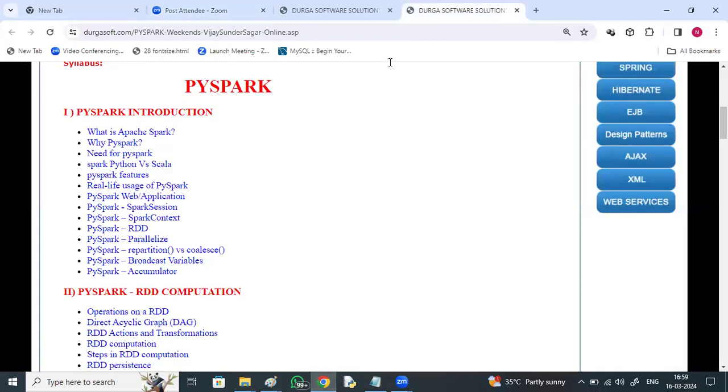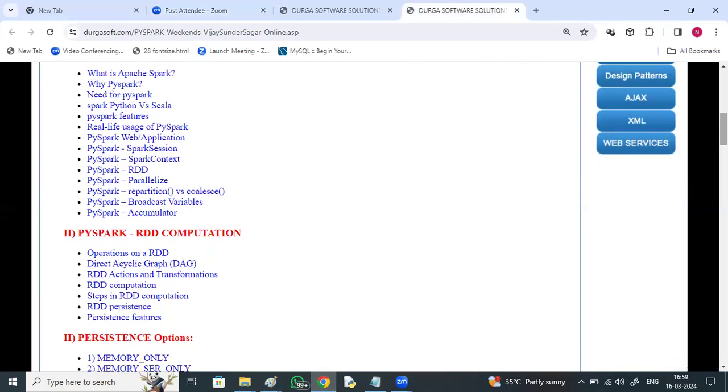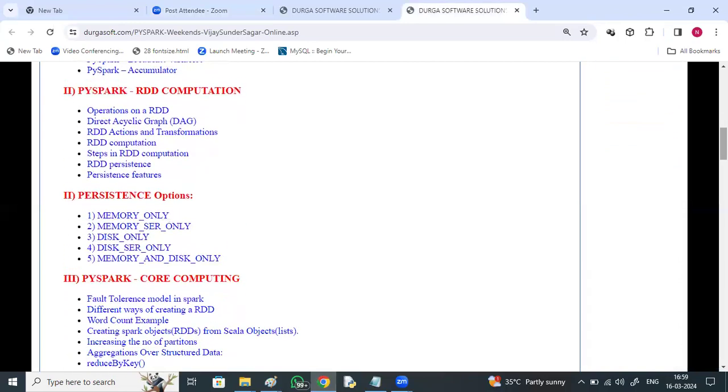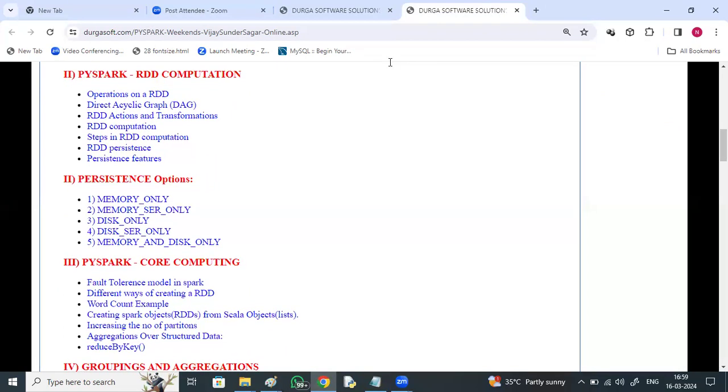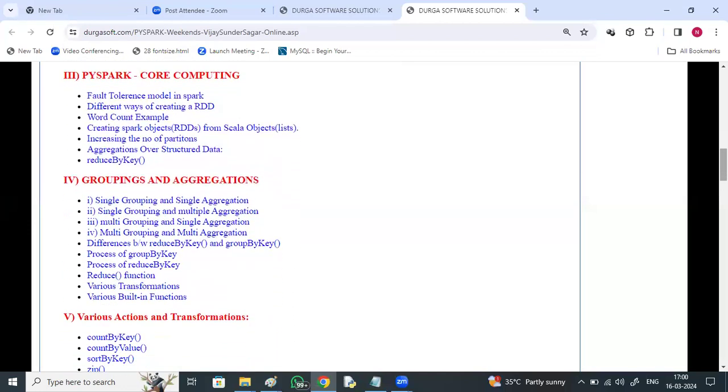PySpark: the need for PySpark, real life usage of PySpark, session, PySpark context, RDD, parallelizing, repartitioning, broadcast variables, accumulators, PySpark RDD computations, resilient distributed datasets, steps in persistence, various persistence options, PySpark core computing, right? And groupings and aggregations.